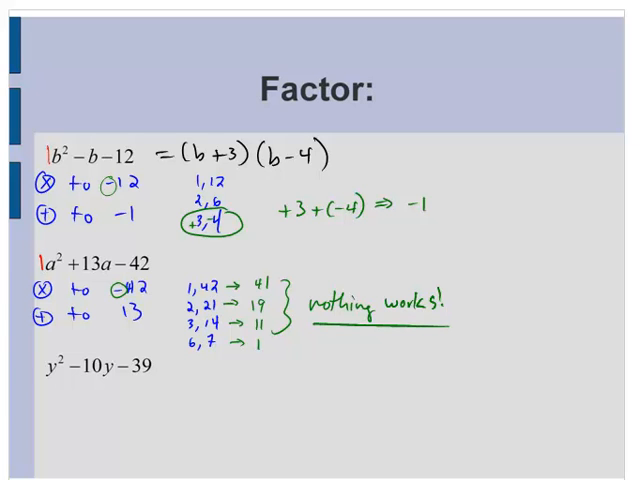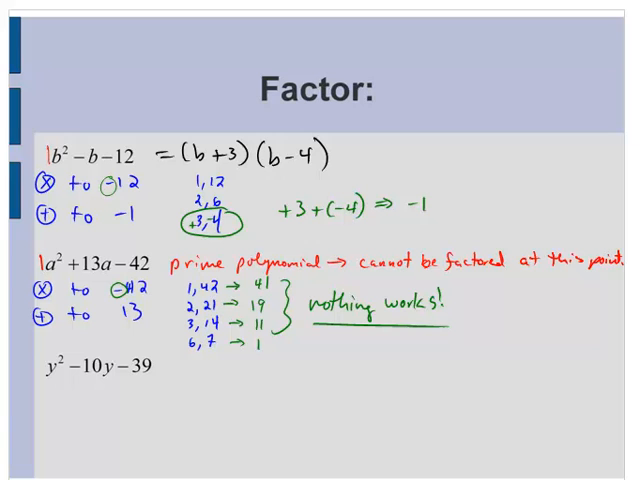When this happens, what we will write is that this is a prime polynomial. Okay, and what this tells us is it cannot be factored at this point. If you were to take maybe a pre-calculus course, you would learn how to factor this polynomial.